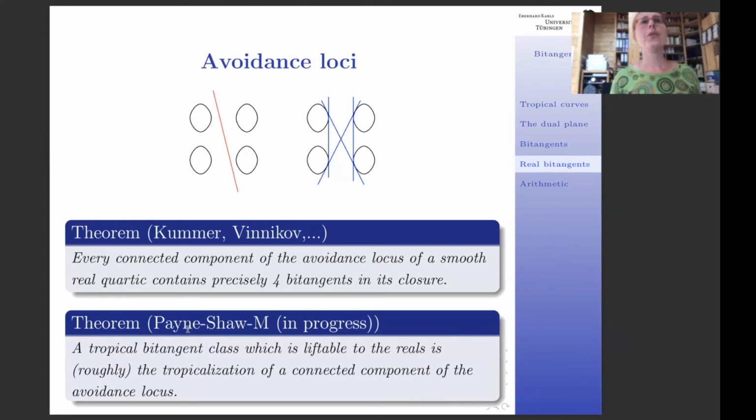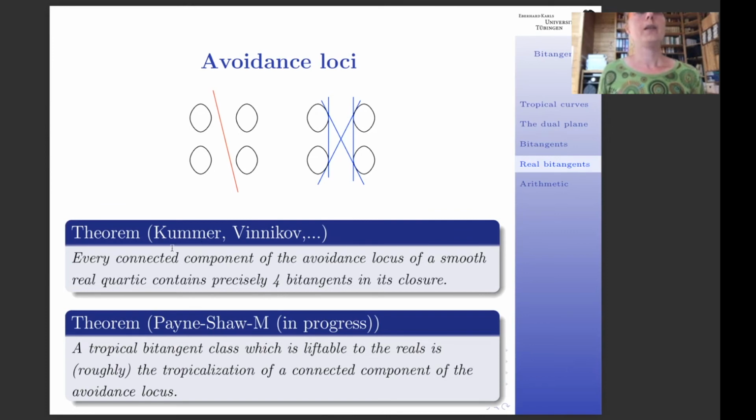I want to turn now and speak about real bitangents and introduce the so-called avoidance locus. What you see here is a picture of a real quartic with 4 ovals, just a sketch. And the avoidance locus consists of all real lines, in the dual plane again, that do not meet the curve. For example, this red line that I've drawn here doesn't meet the curve, so it's part of the avoidance locus.